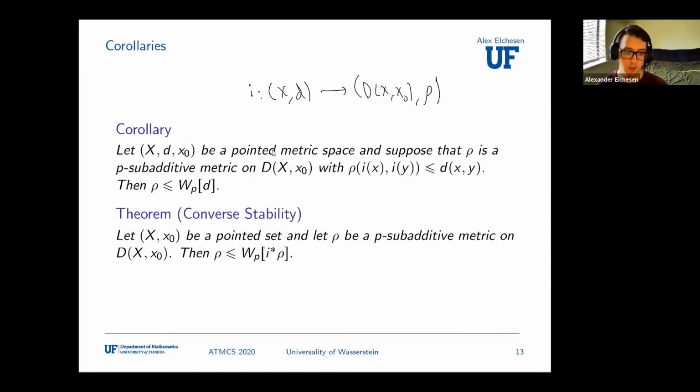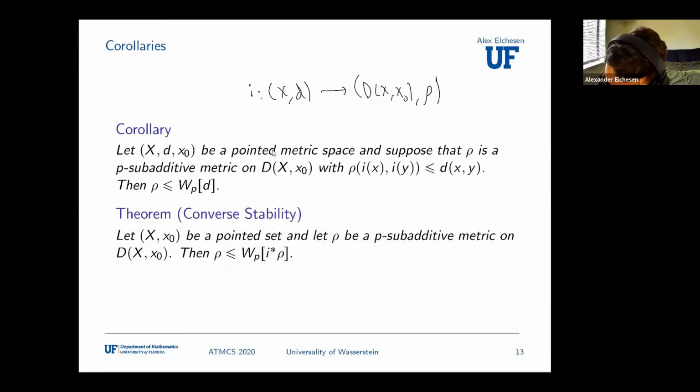And so as a corollary to the corollary, which I call the theorem, we get a very abstract form of converse stability type results. So suppose you start with a pointed set, which you don't necessarily care about the metric on, or maybe you don't have a metric on it. And suppose that you have a p-subadditive metric on the space of diagrams. Then you can pull that metric back. So I star rho is the pullback of rho onto X. And then the theorem is that rho is less than or equal to the p-Wasserstein distance, which you construct using the pullback. And so this follows actually immediately from the previous corollary.